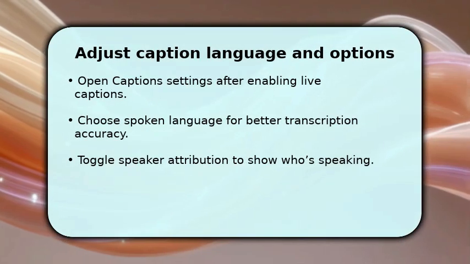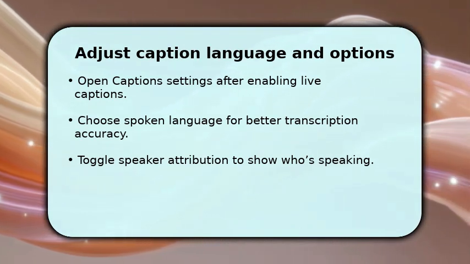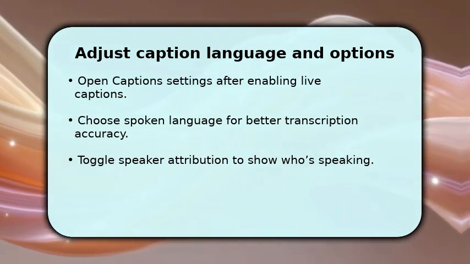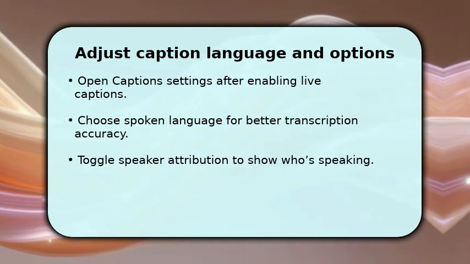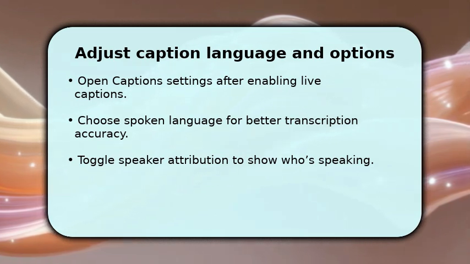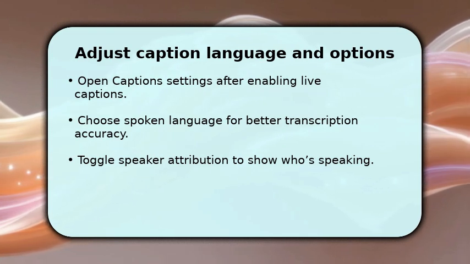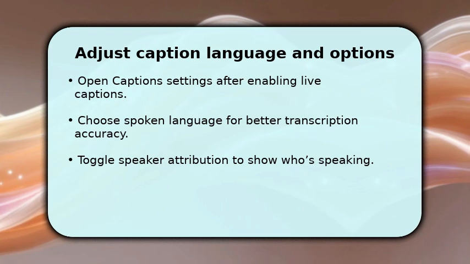Once live captions are active, open the caption settings to refine the experience. You choose the spoken language to match transcription models, which reduces errors when participants use accents or non-default languages. Make sure to toggle speaker attribution if you want names displayed with captions. That helps follow conversations with multiple speakers.